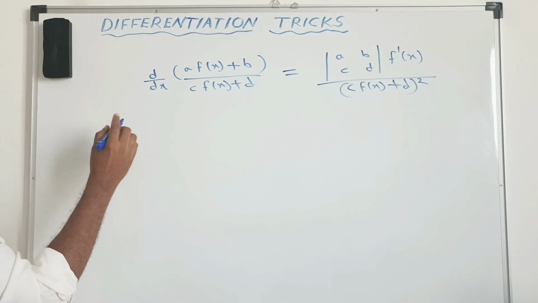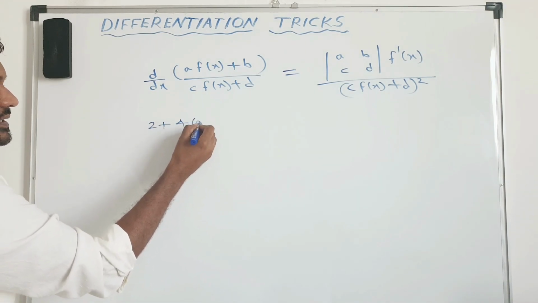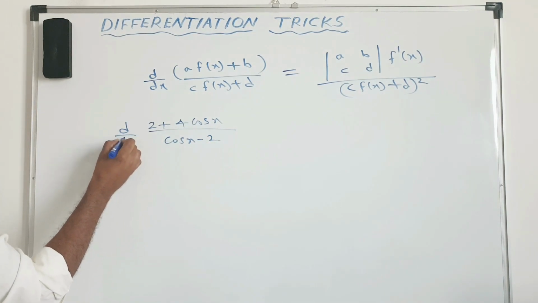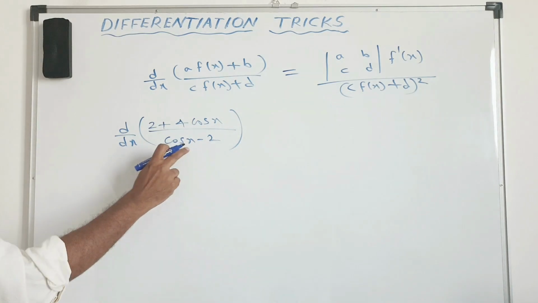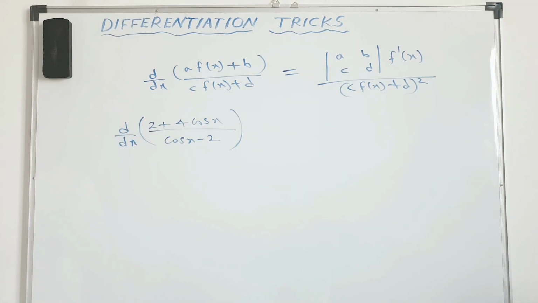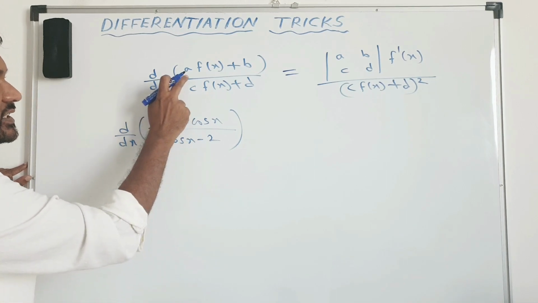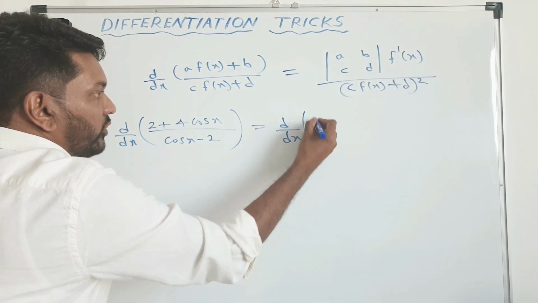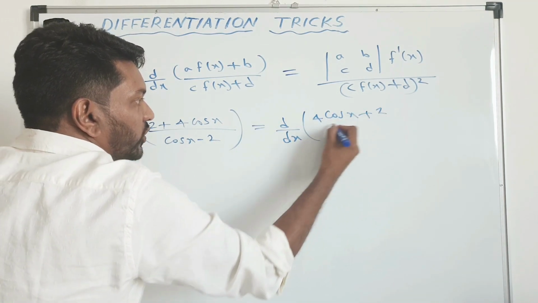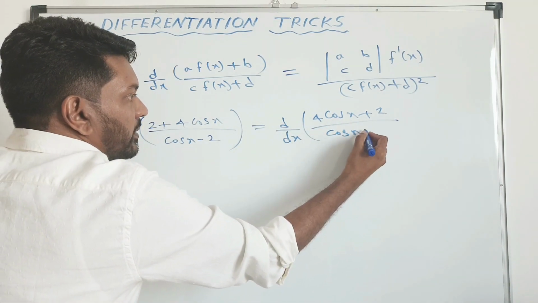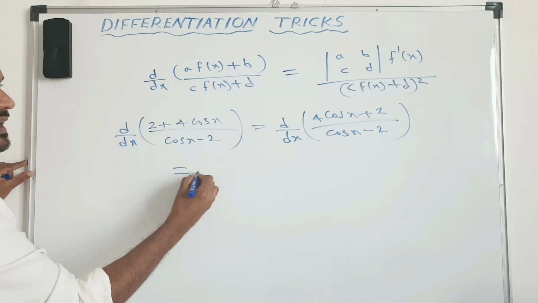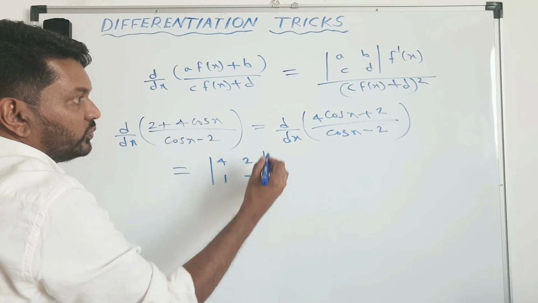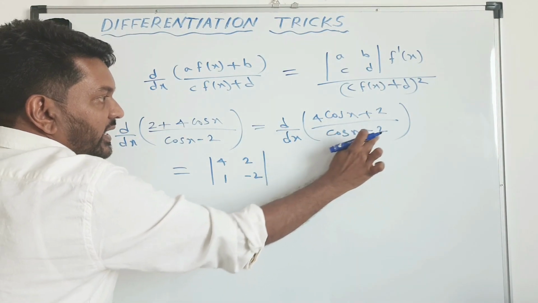We will take an example question based on this. 2 plus 4 cos x divided by cos x minus 2. You have to find the derivative of this. Normal way will take time using quotient rule. But before doing, make sure this is in this form. So to make it into that form, I am writing it as d by dx of (4 cos x plus 2) divided by (cos x minus 2). So the answer is a, b, c, d. It will become 4, 2, 1, minus 2. A is 4, b is 2, c is 1, d is minus 2.